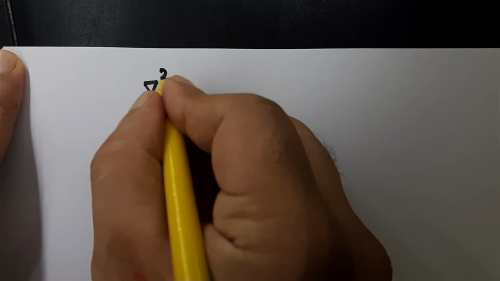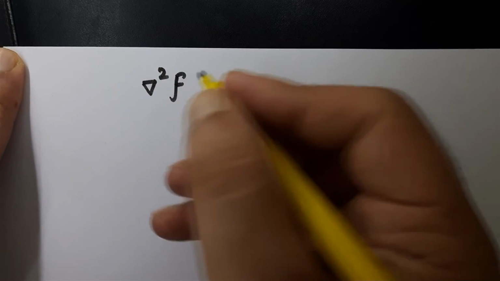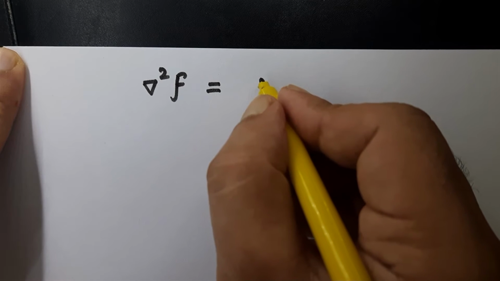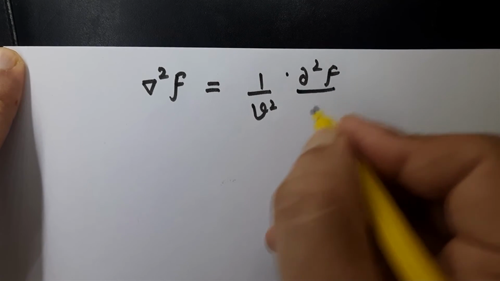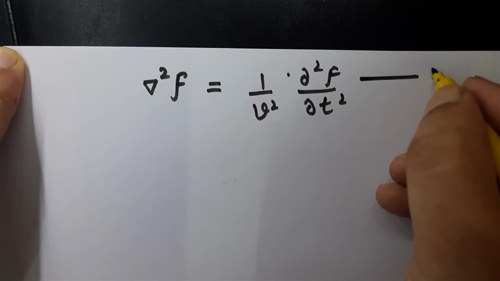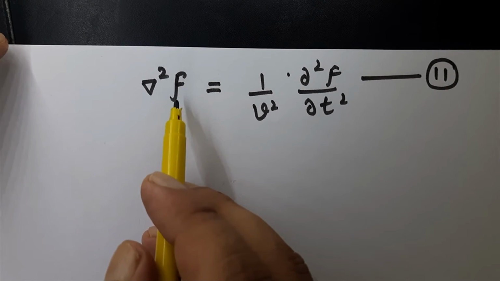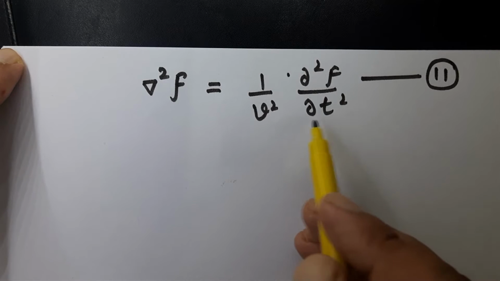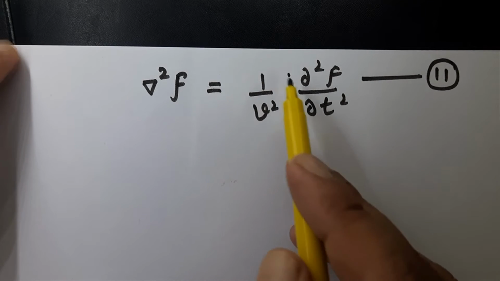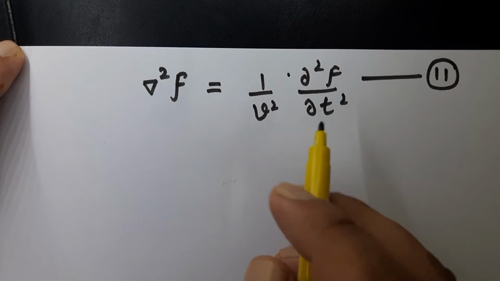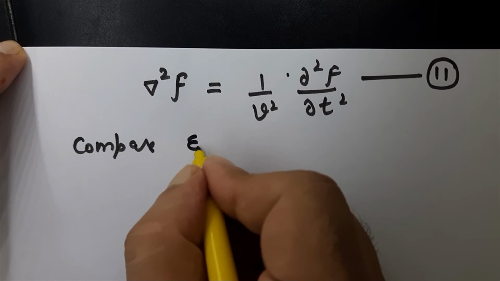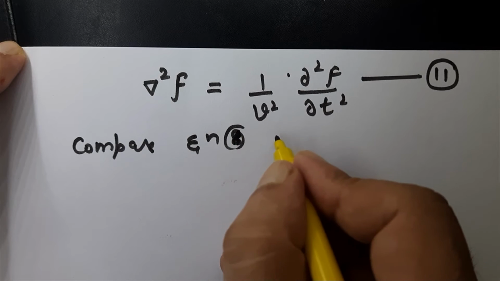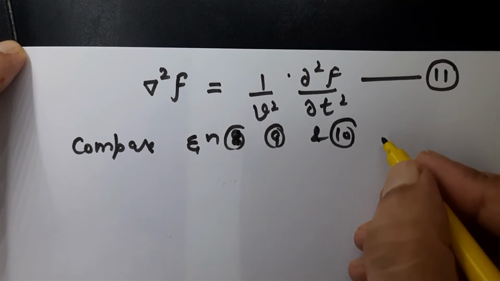The standard wave equation is of the form: second order space derivative of any function f is given by 1 over v square, del square f divided by del t square. As you can see in this equation 11, on the left hand side we have space derivative and on the right hand side we have time derivative, and the coefficient denotes 1 upon the square of the velocity. So we can compare equations 9 and 10 with equation 11.